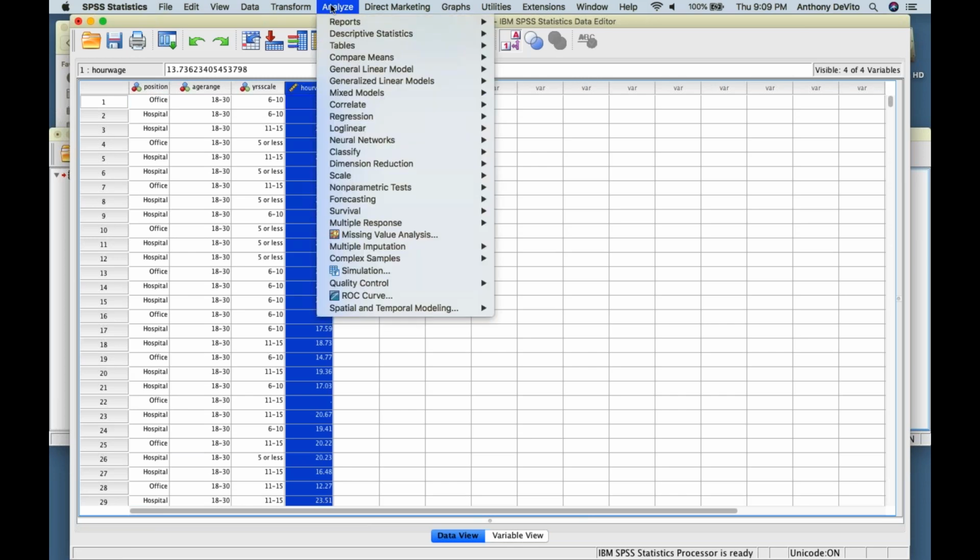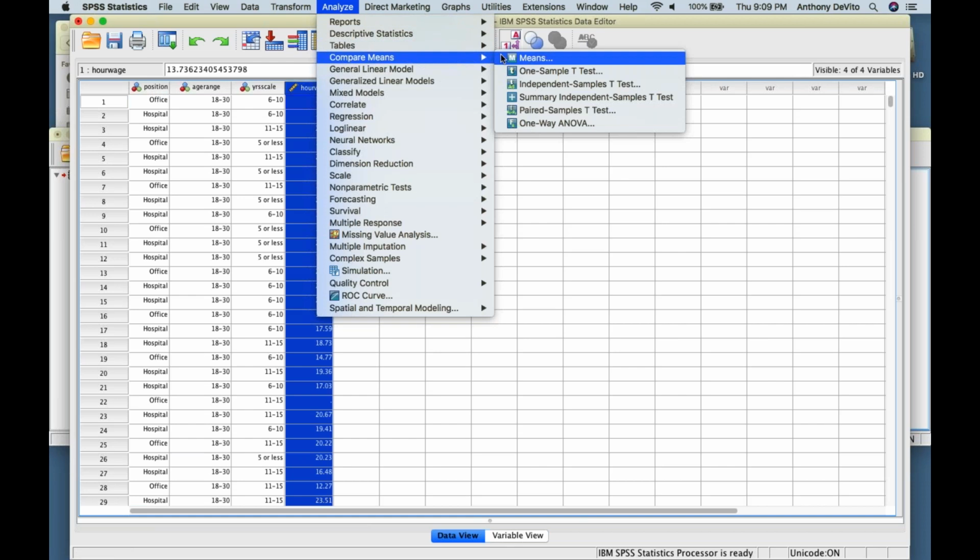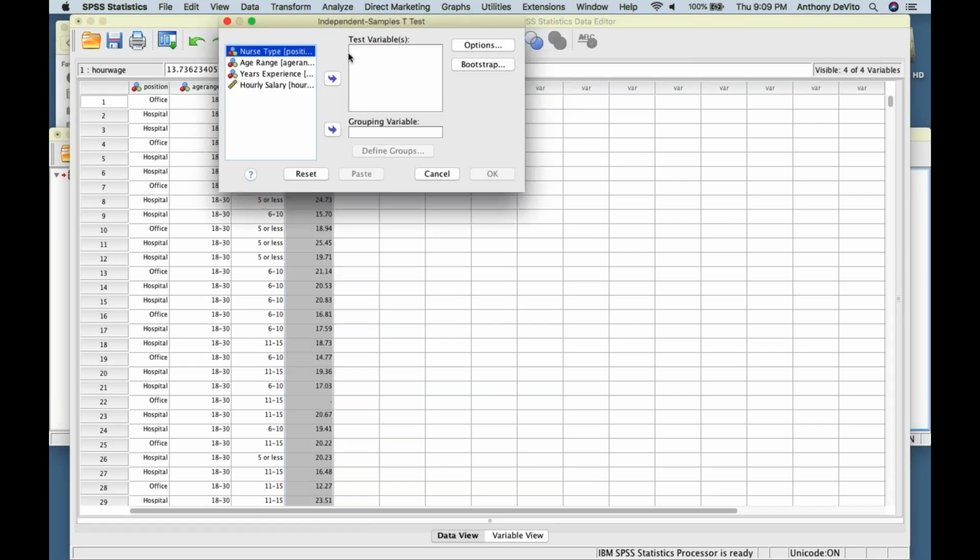So I'm going to say analyze, compare means, independent samples t-test, right? Two independent samples, hospital nurses and office nurses, independent samples t-test. My test variable is going to be my average salary. I'm going to move that in there, my numerical variable, which is salary. And my grouping variable, I'm going to break this up into two groups, which is the nursing type.